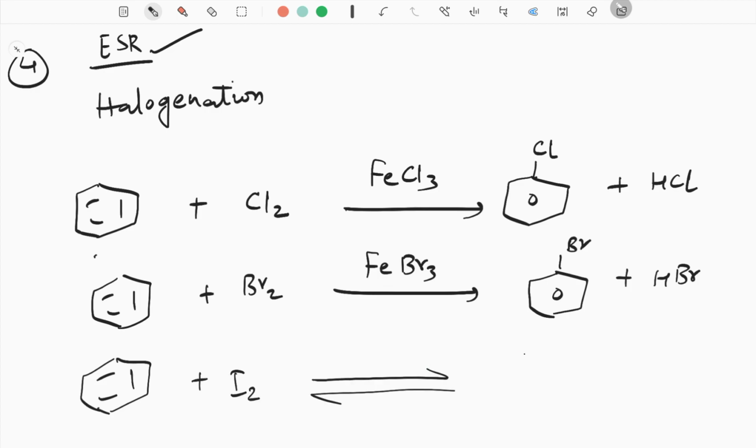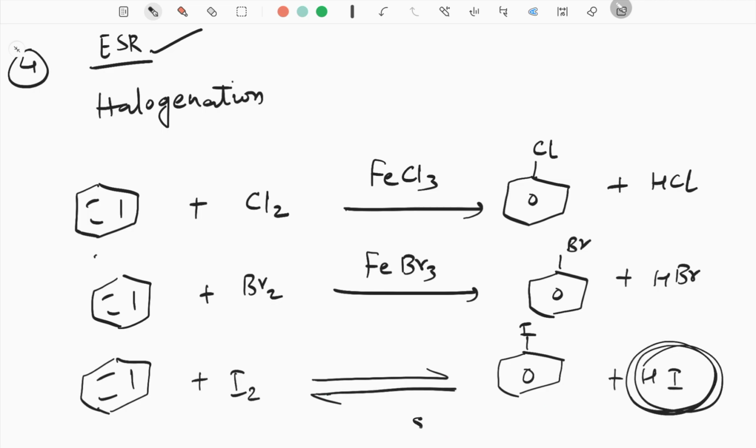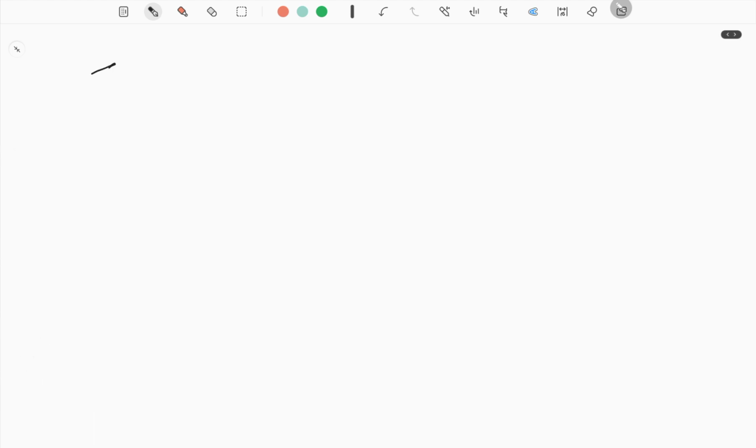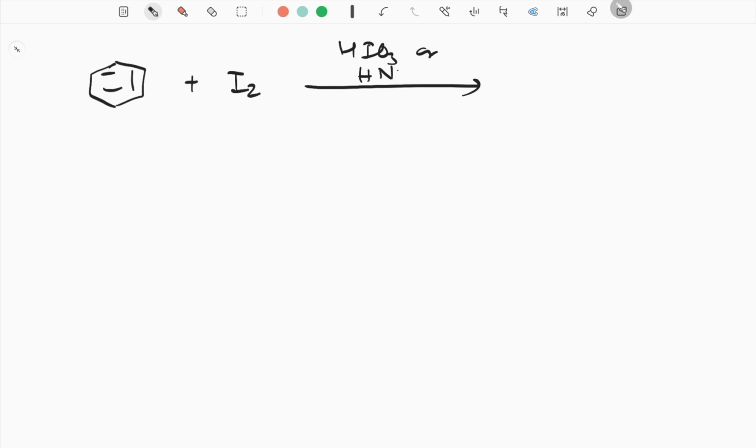But if you add iodine, then a reversible reaction takes place, giving iodobenzene plus HI. Why is this a reversible reaction? Because HI has strong reducing nature. Got it? To make this reaction irreversible, you may react iodine with benzene in presence of HIO3 or HNO3 or HgO to give iodobenzene and HI.